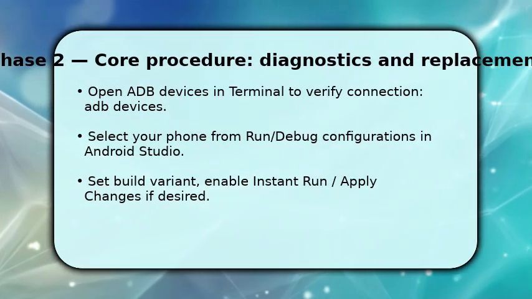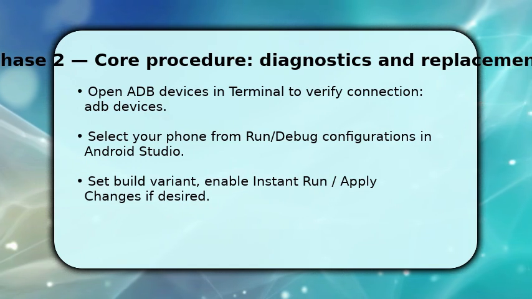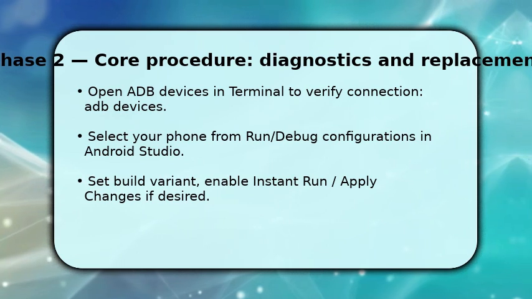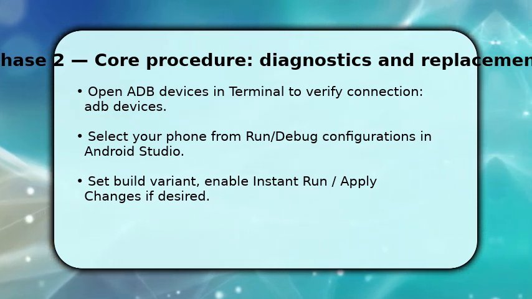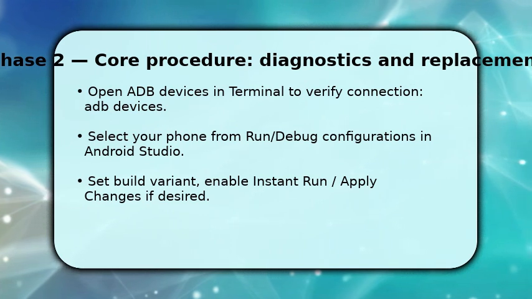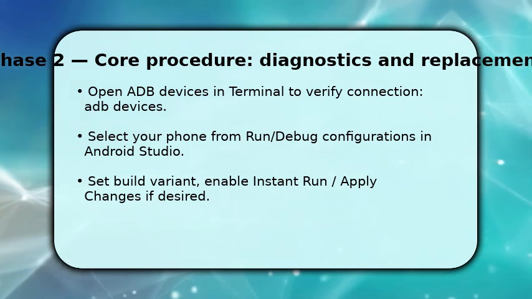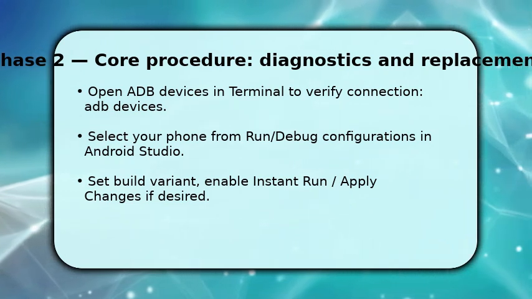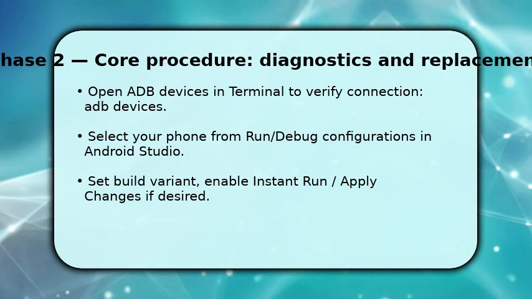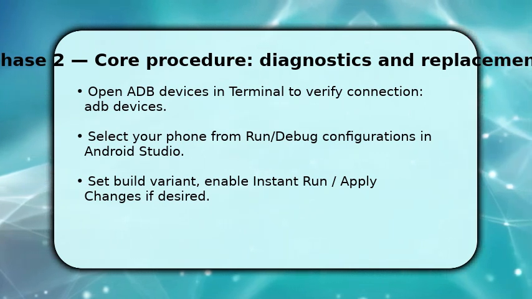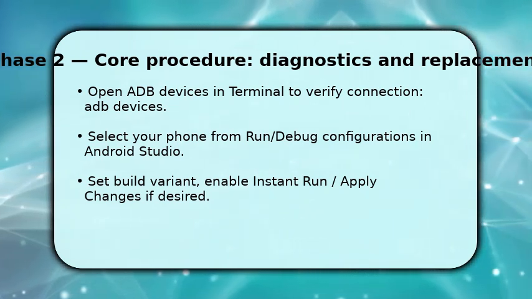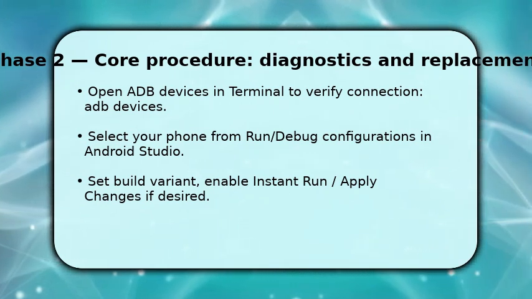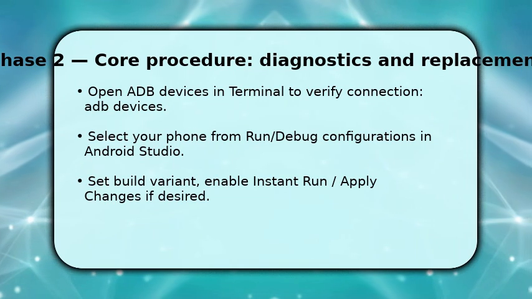Now configure Android Studio, open the terminal and run adb devices to verify the phone appears. If it does, Android Studio will list it as a deployment target. In run/debug configurations, choose your module, set the build variant, and pick the phone as the target device. Make sure instant run or apply changes settings match your workflow. This speeds iterative testing. If Gradle build stalls, check the selected JDK and Gradle daemon. These often affect deployment speed and reliability.